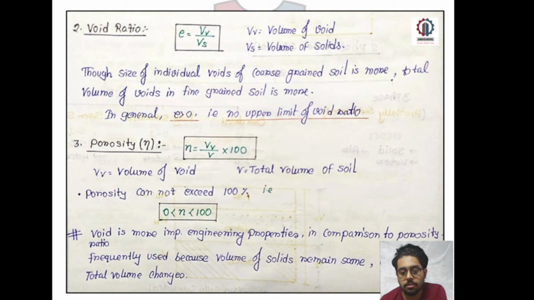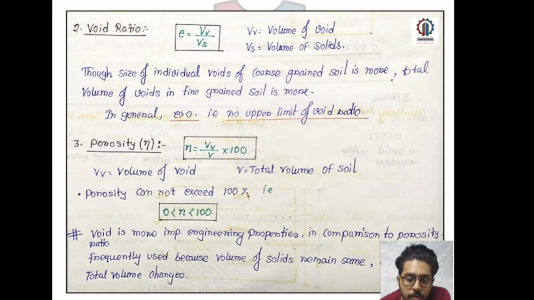Porosity is the ratio of volume of void by total volume. Here in the denominator we use total volume, multiplied by 100. Porosity is represented in percentage, and the limit of porosity varies between 0 to 100. Now, what is written in the note point: void ratio is a more important engineering property in comparison to porosity.